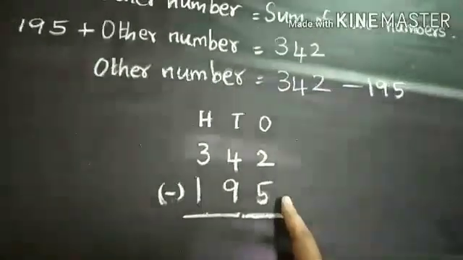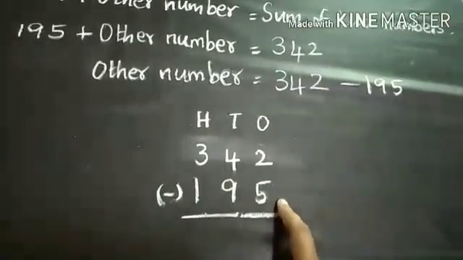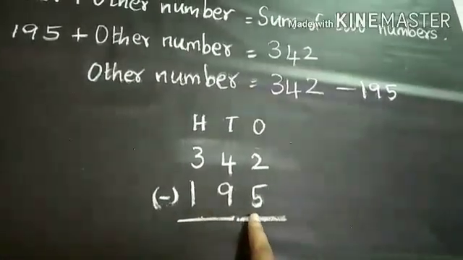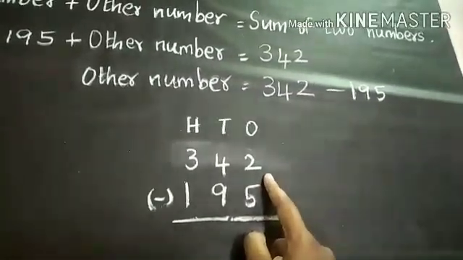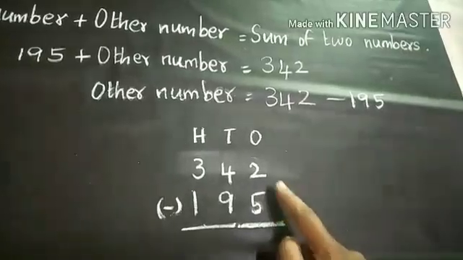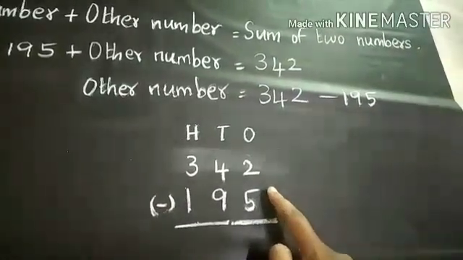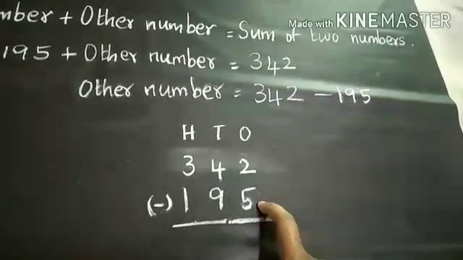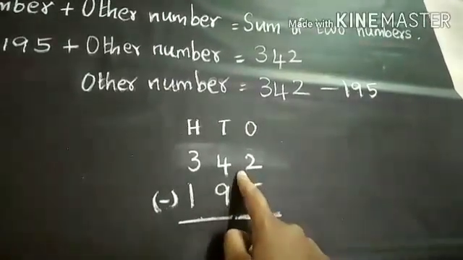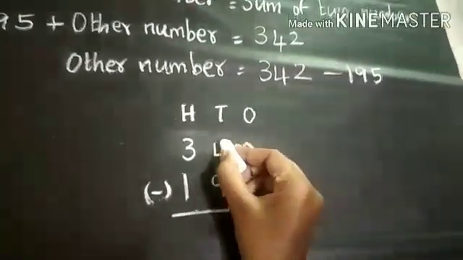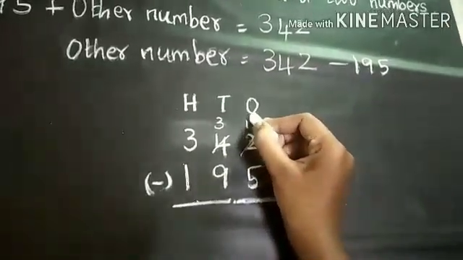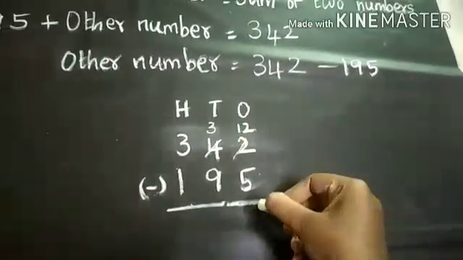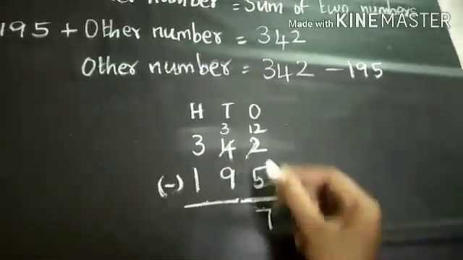Now, subtract 195 from 342. Write the numbers column wise. First, subtract 5 from 2. We can't subtract the number 5 from 2, so borrow from the nearby places. If we borrow 1 from 10's place, 10's place becomes 3, 1's place becomes 12. Now, subtract 5 from 12, we get 7.